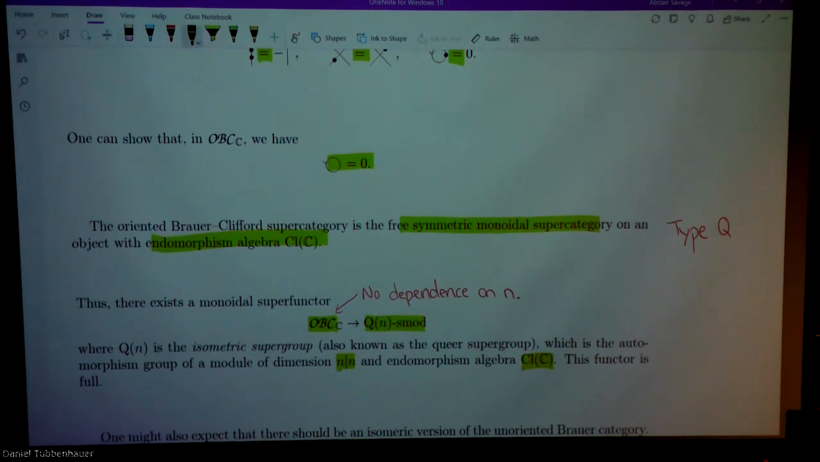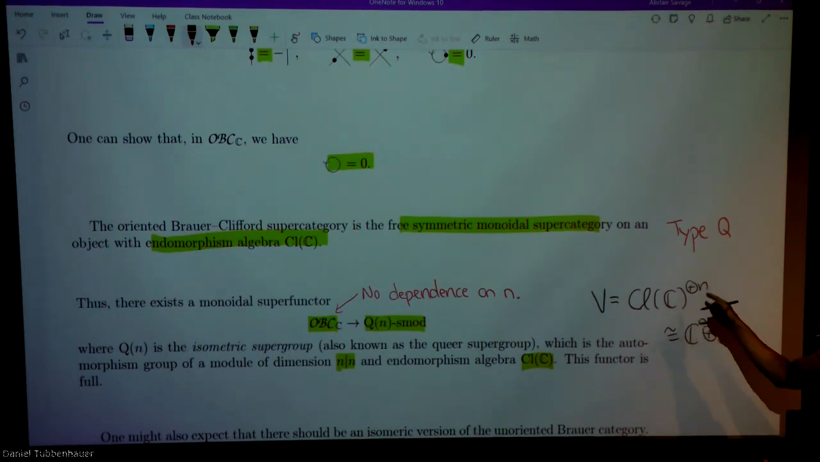Yeah, so what I would say is that this V, I would actually define it to be n copies of the Clifford algebra, which as a vector space is isomorphic to C^n, and then your epsilon acts because it's here, right? And then you look at the group that commutes with that action, and that's the isomeric or queer supergroup.